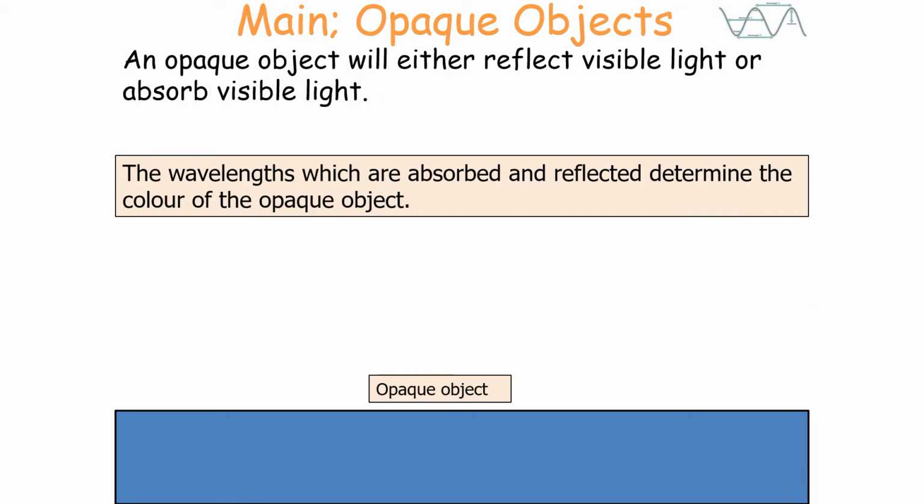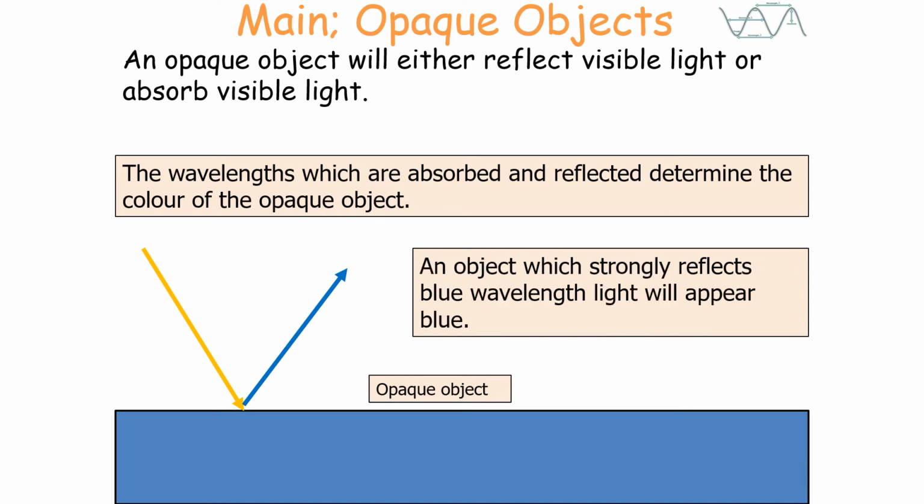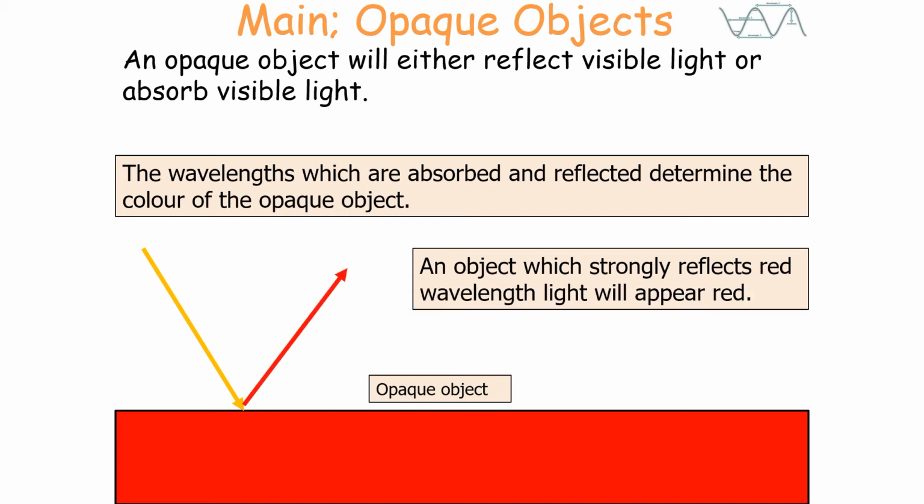Now it's also important to note that an opaque object will either reflect visible light or absorb visible light. The wavelengths which are absorbed or reflected determine the colour of the opaque object. The wavelengths which are reflected by an object give the colour of the object. So an object which strongly reflects blue wavelength visible light will appear blue. An object which strongly reflects green wavelength visible light will appear green. And an object which strongly reflects red wavelength light will appear red.